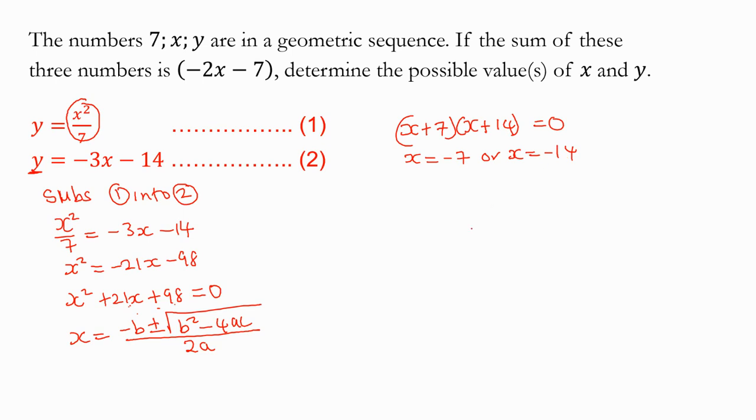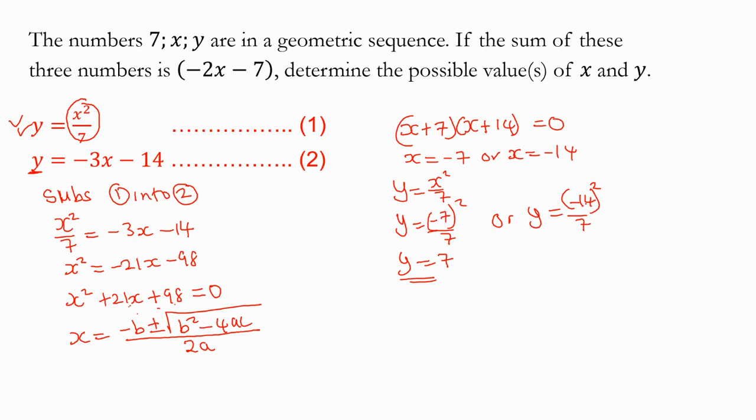Right, and then we can find the y because they said we find the values of x and y. So we need to find the y values. We're going to use this equation here: y is equal to x squared over 7. So if x is negative 7, y is equal to negative 7 squared divided by 7, which is y is equal to 7 there. And then the other one, or y is equal to negative 14 squared divided by 7.